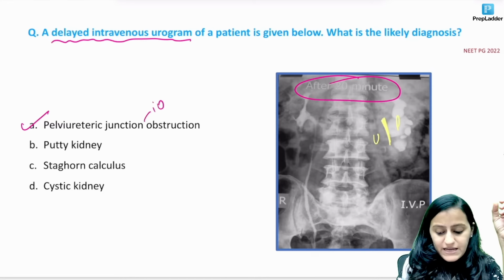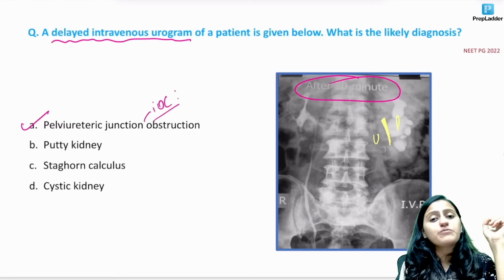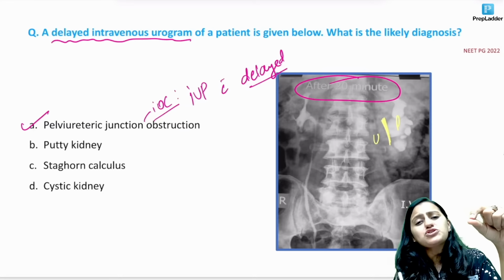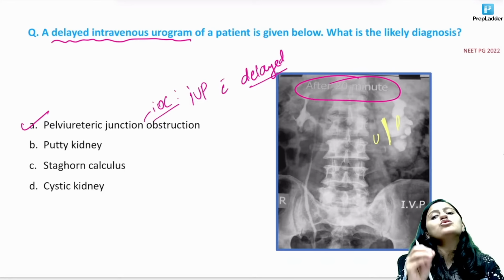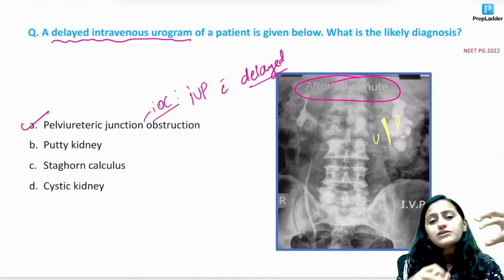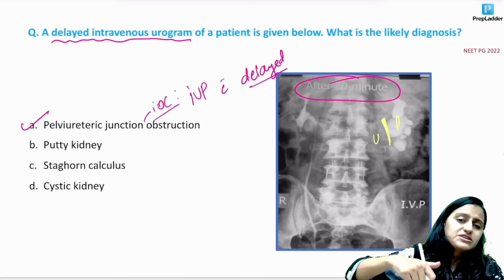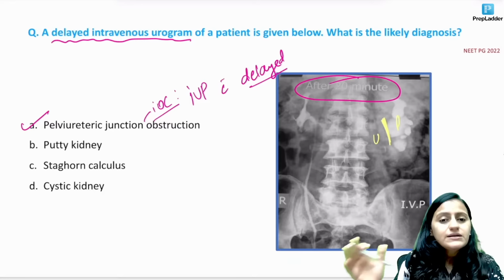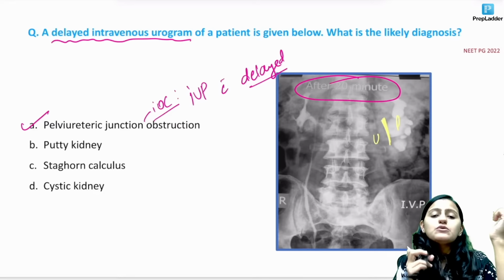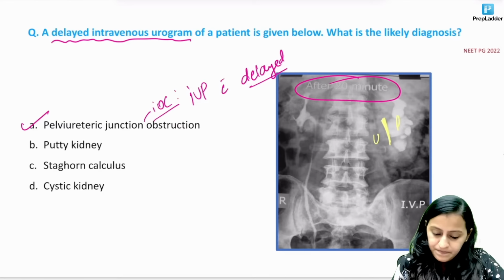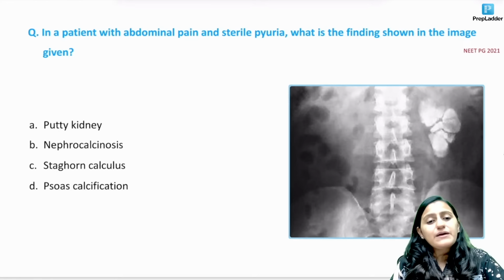So what will be the investigation of choice for PUJ? It is IVP with delayed images. Why delayed images? Because you have to be sure there is actually no excretion into the ureter, no matter at what time. Because some kidneys might have slow excretion. So you want to rule that out. Right? So remember, it is IVP with delayed images for PUJ obstruction. Okay, next one. What is this one now?